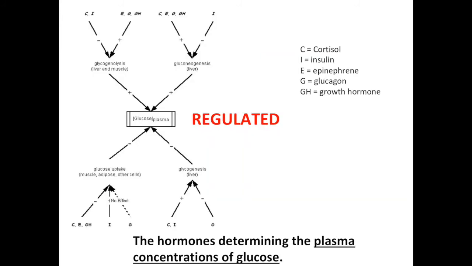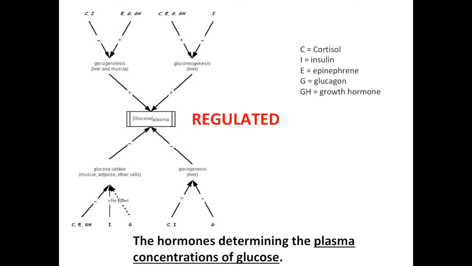So here, this is a slide that shows the integration of the mechanisms contributing to glucose regulation. On this slide you have glycogenolysis, gluconeogenesis, glucose uptake, and glycogenesis, and how the different hormones affect these aspects. If we look at glycogenolysis, both cortisol and insulin will inhibit that, whereas epinephrine, glucagon, and growth hormone will stimulate it.